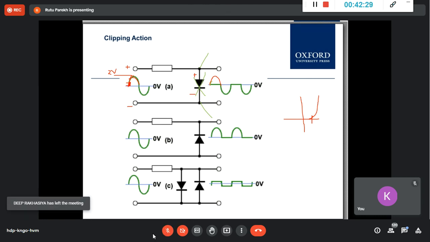So this green line is my whole input that I am showing, and my output will follow my input up to 0.69. Then at 0.7, and then 0.8, then 1 volt, 2 volt, all those voltages, and again 0.7 here. For all of these voltages, is it conducting or not conducting?